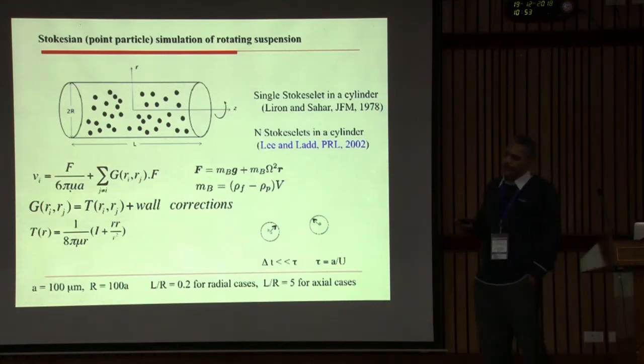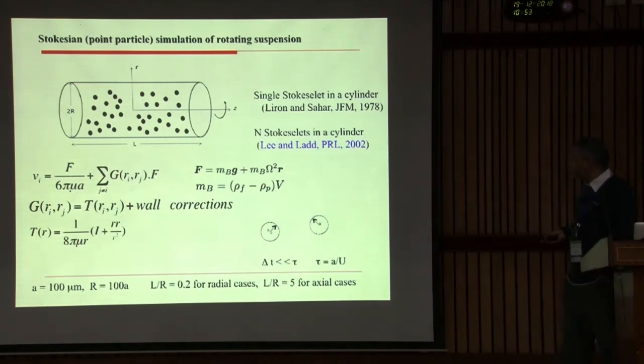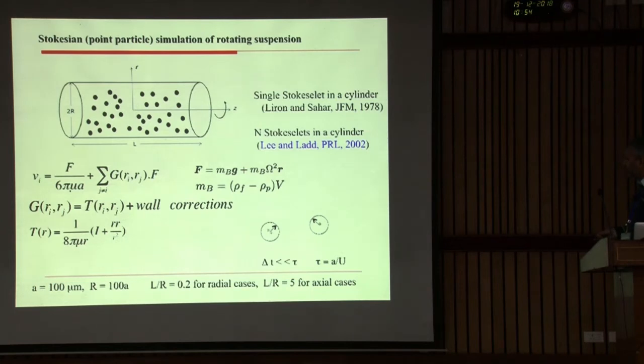In this case, the settling velocity was used as the characteristic velocity scale. We have taken time steps much smaller than the Stokes time. We used 100 micron particles, and the radius of the cylinder was 100 times that. This was an infinite cylinder in the axial direction, so periodic boundary conditions were used. For radial studies, it was a short cylinder, and for axial studies, it was a long cylinder.